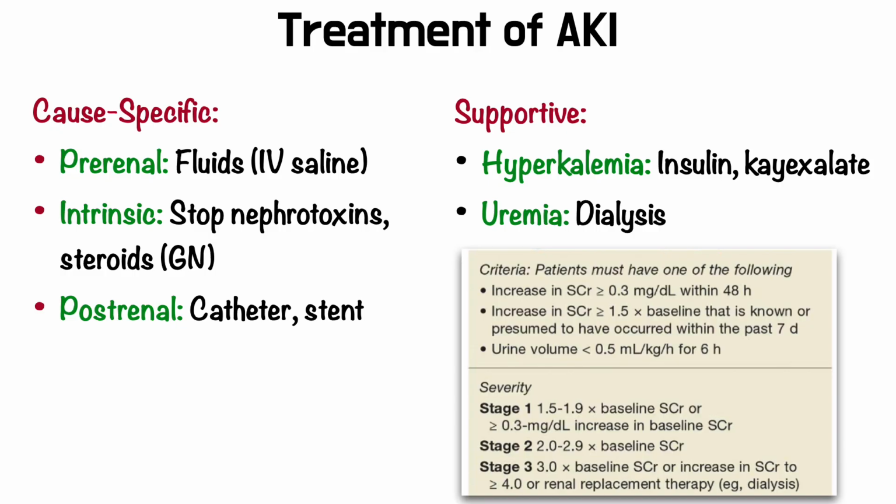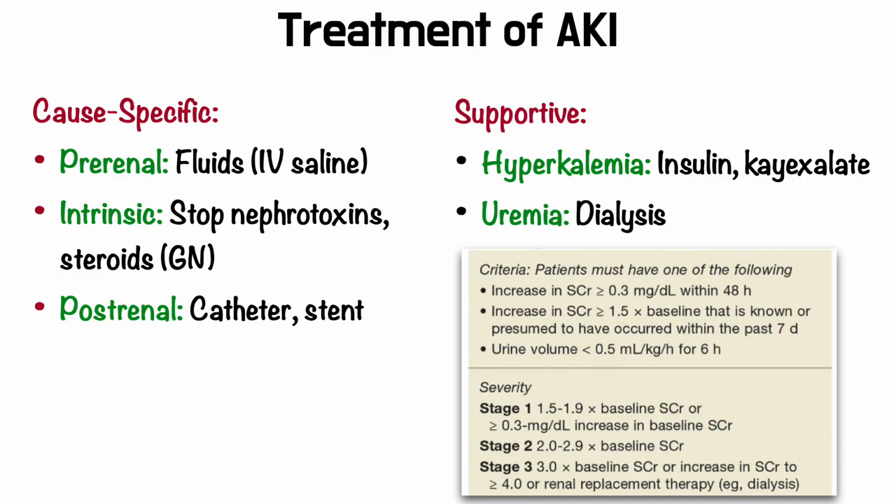And this right here is the diagnostic criteria of AKI. Patients must have one of the following: an increase in serum creatinine greater than or equal to 0.3 mg per deciliter within 48 hours, or an increase in serum creatinine greater than or equal to 1.5 times baseline, that is known or presumed to have occurred within the past 7 days, or urine volume less than 0.5 ml per kg per hour for 6 hours. So one of them must be there to diagnose AKI.